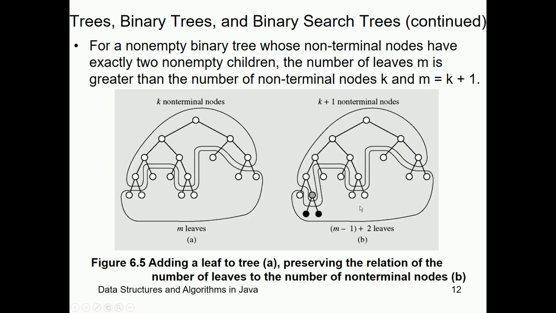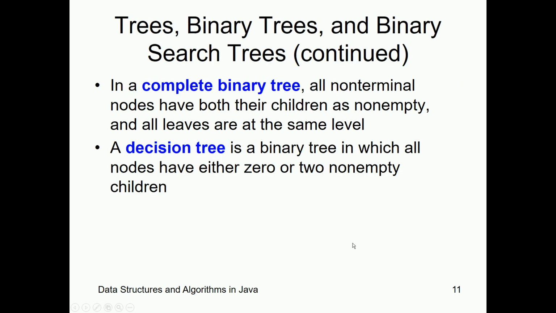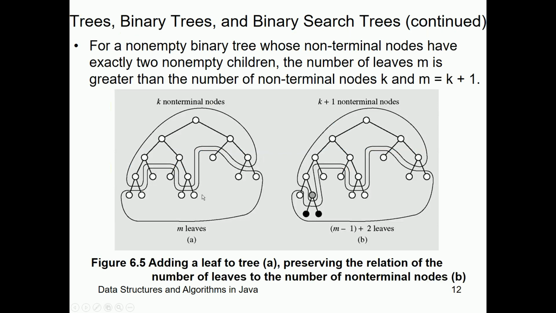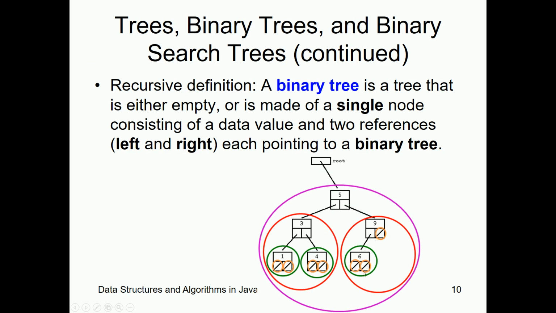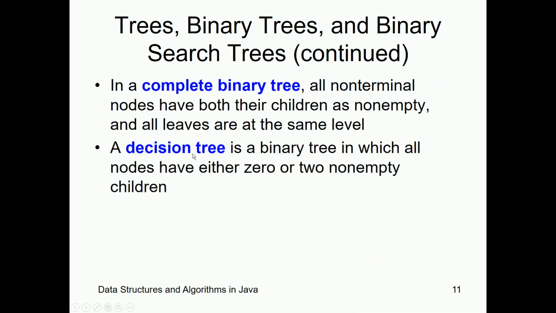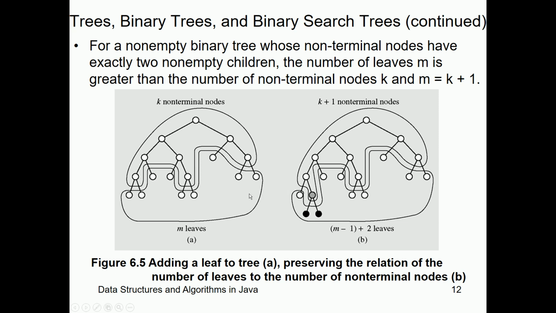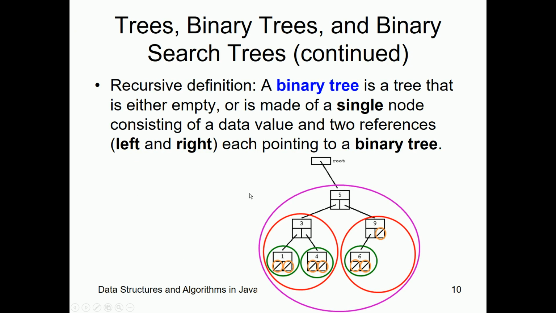Anyway, there are a lot of different kinds of trees. This is a decision tree, in which all nodes have either 0 or 2 non-empty children. This is called a decision tree, like this one, for example. It's like a binary tree, but we don't have one that has only 1 child. It's either 0 or 2. In the previous slide, this one is not a decision tree, because one of the nodes, like this 9, has only 1 child.